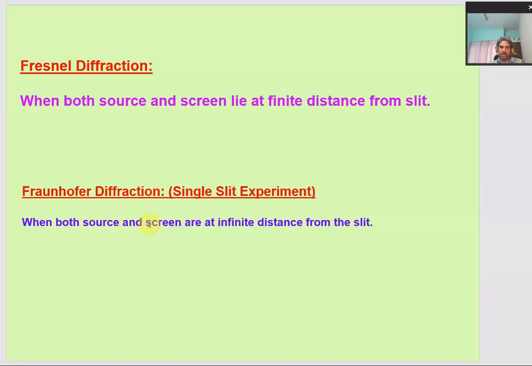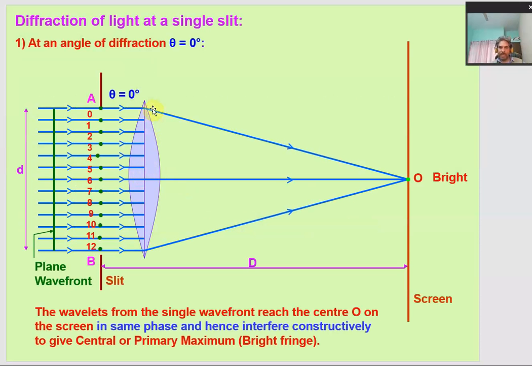Similarly, the screen cannot be placed at infinite distance to achieve a diffraction pattern. So we place the screen at a finite distance from the slit, and in order to observe the diffraction pattern in front of the slit, we again place another convex lens. This second convex lens just converges all these plane wavefronts coming from this slit, or opening, on the screen. So this is Fraunhofer diffraction, also called single slit diffraction.